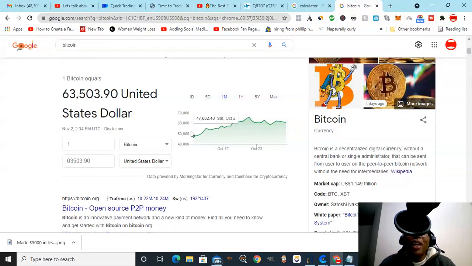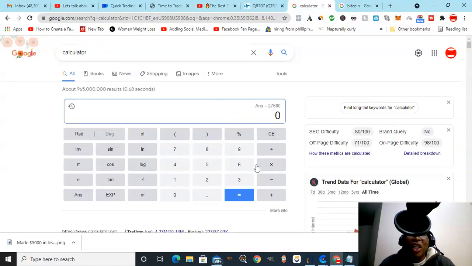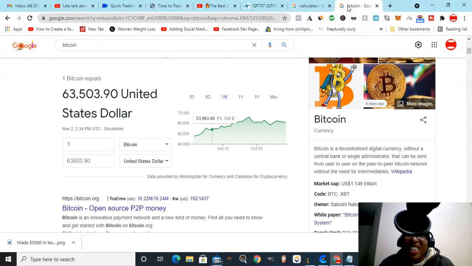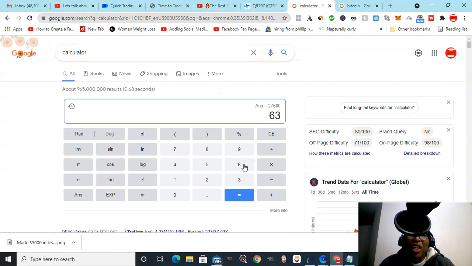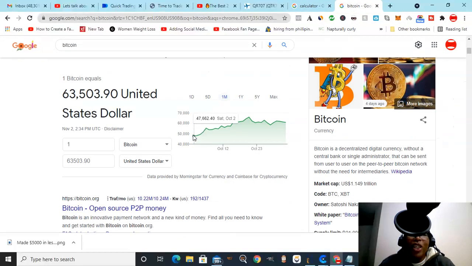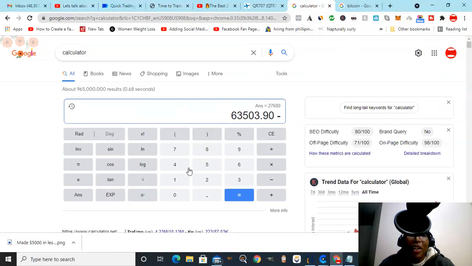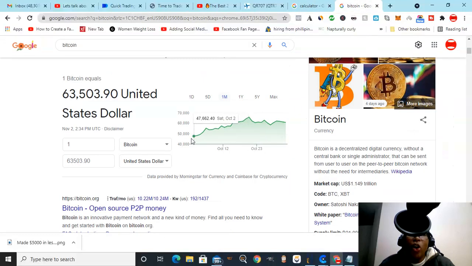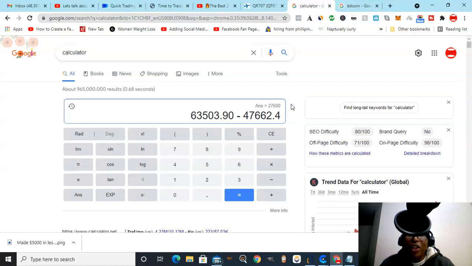Let's just use an even number, 63,000. It's 63,503.90. Okay? Let's use the calculator, guys. Minus 47,662.40 equals 15,841. Guys, in 1 month, okay, Bitcoin has gained 15,000.